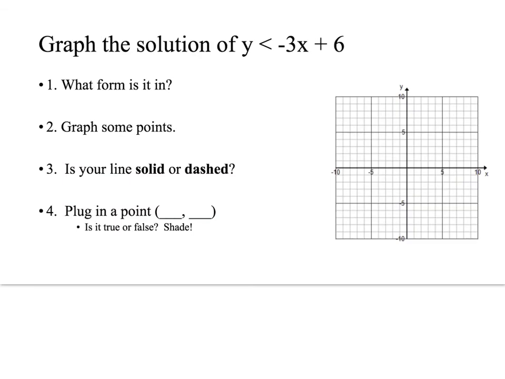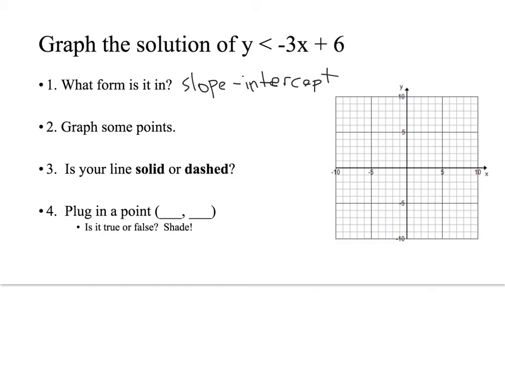Our first example is graph the solution of y is less than -3x plus 6. So first of all, what form is this in? Hopefully you remember it is similar to our slope-intercept form. It is our slope-intercept form. The only difference is that the equal sign has been replaced with a less than sign. All right, so slope-intercept form.